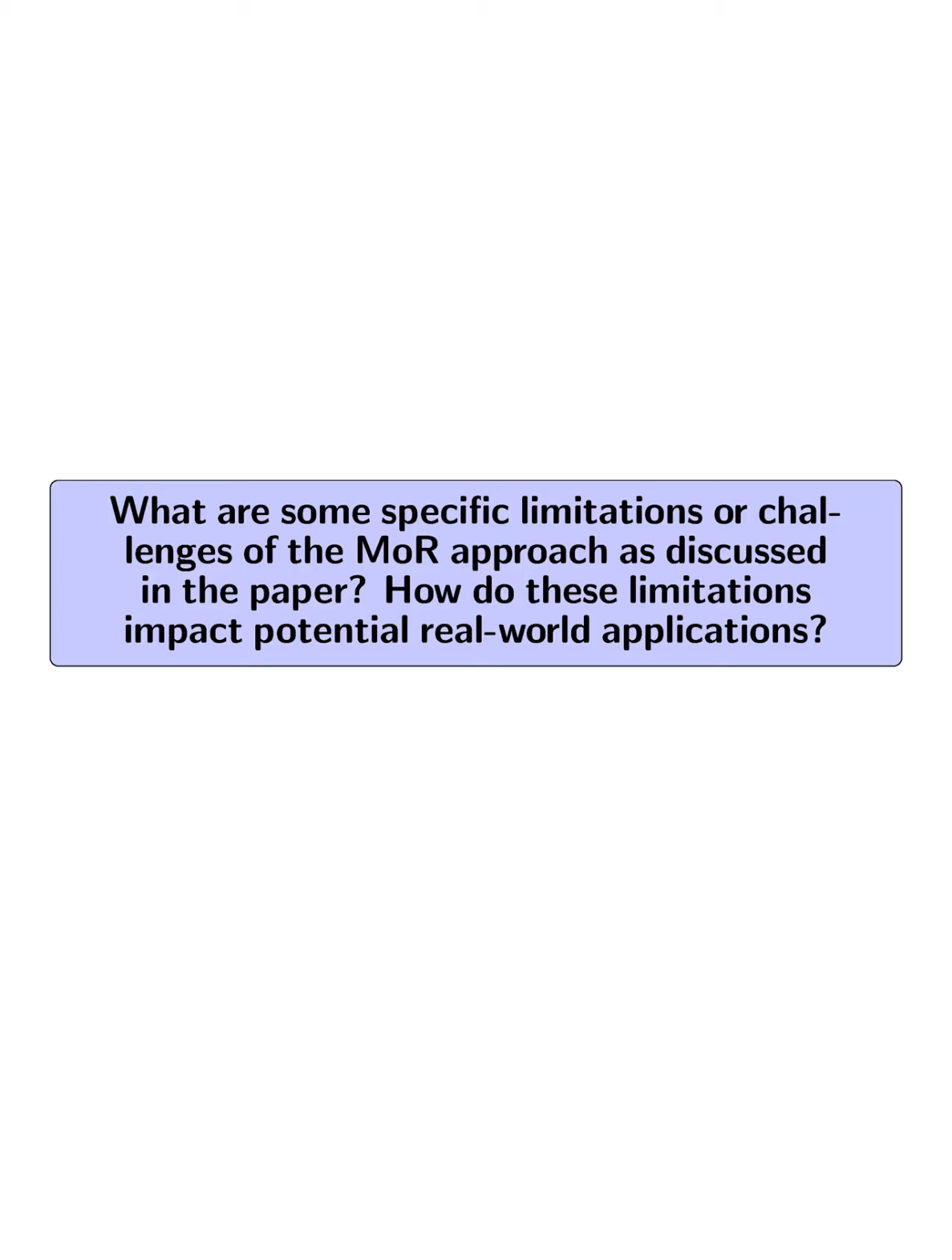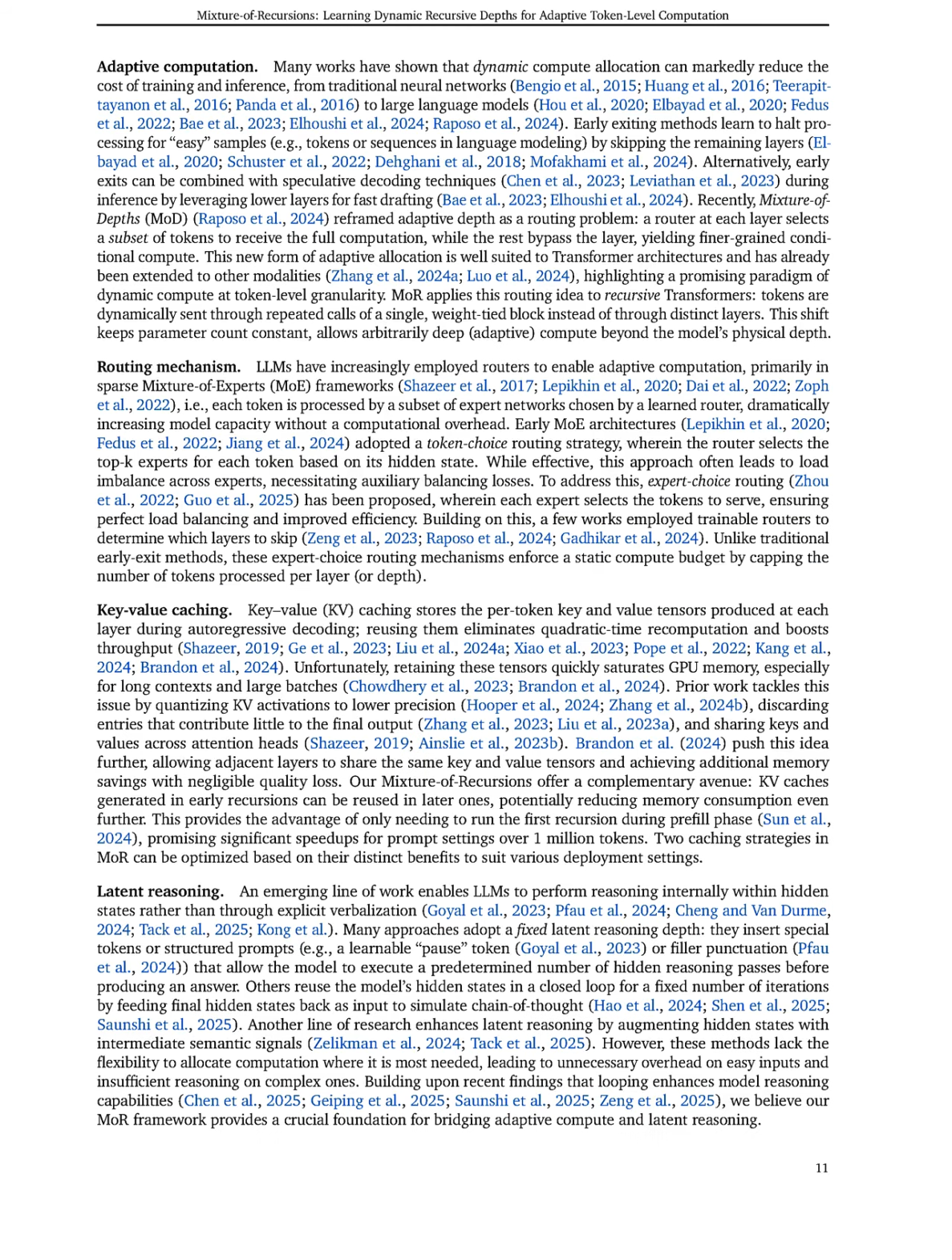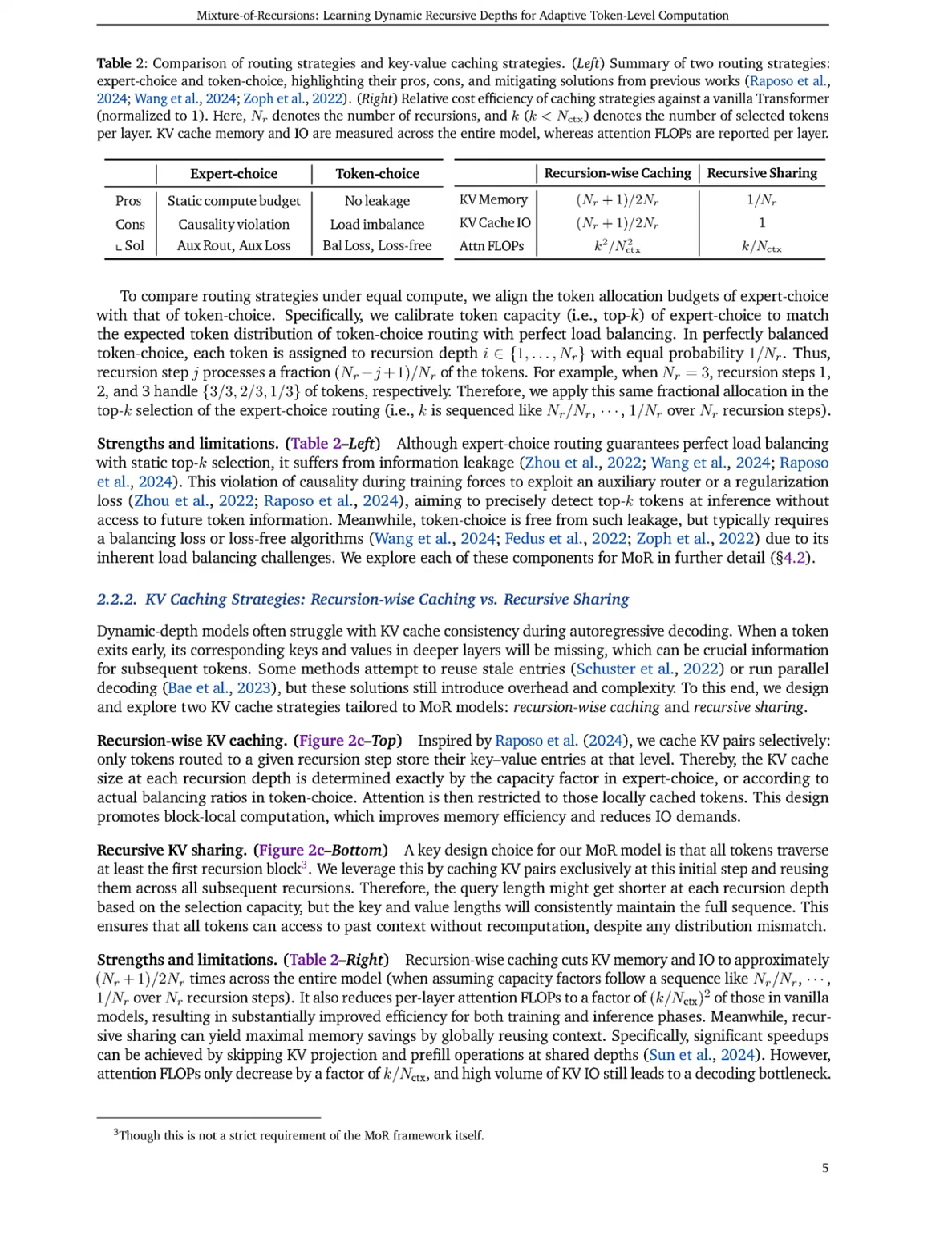What are some specific limitations or challenges of the MoR approach as discussed in the paper? How do these limitations impact potential real-world applications? The mixture-of-recursions approach faces several limitations, particularly regarding the routing strategies and key-value (KV) caching mechanisms. For instance, while expert choice routing ensures perfect load balancing, it suffers from information leakage, necessitating auxiliary routers or regularization losses to mitigate this issue.